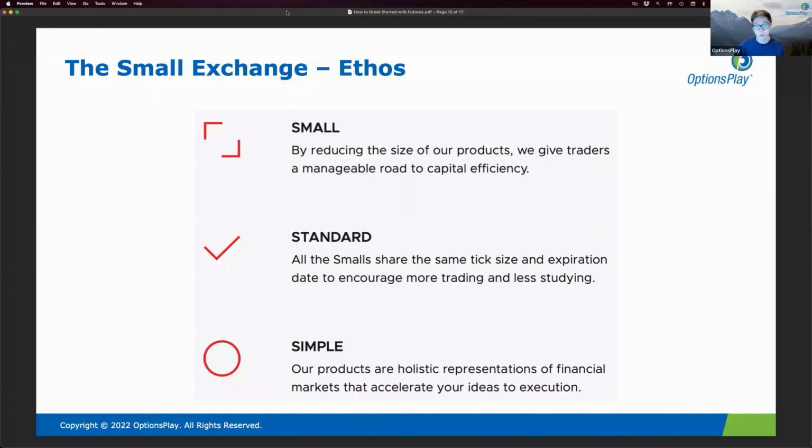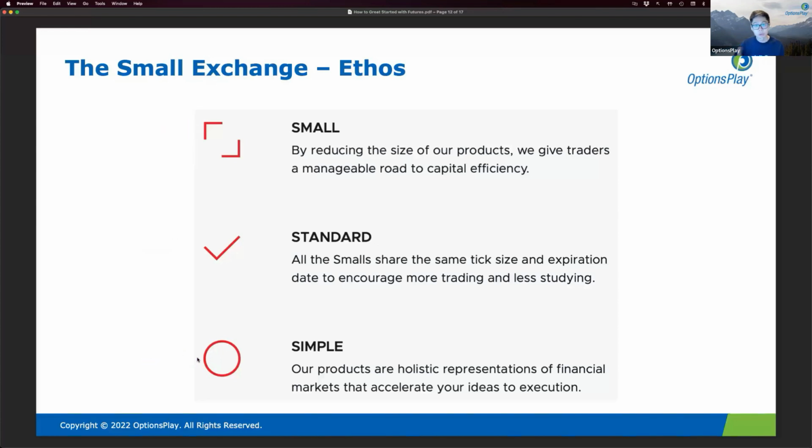And I want to talk to you through their ethos, because I really think that for retail traders that are looking to get started with futures, the small and simple ethos that the Small Exchange has really resonates with overcoming some of the challenges that I think retail traders really have with futures contracts.